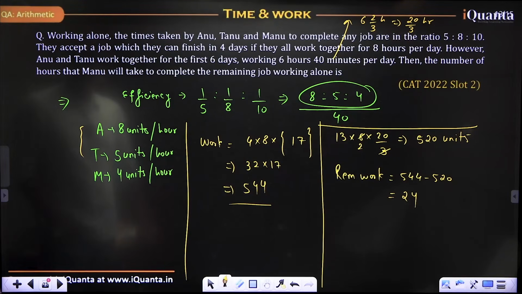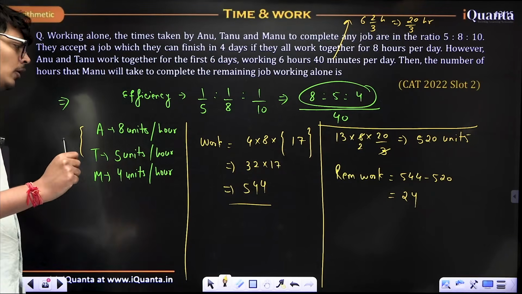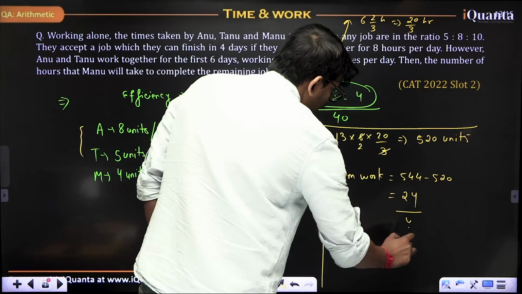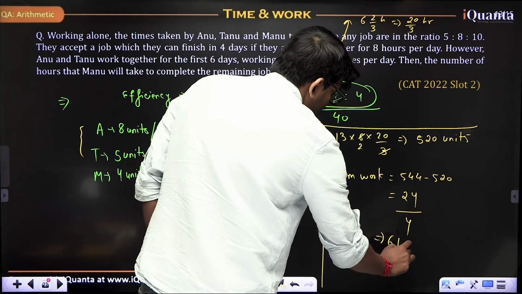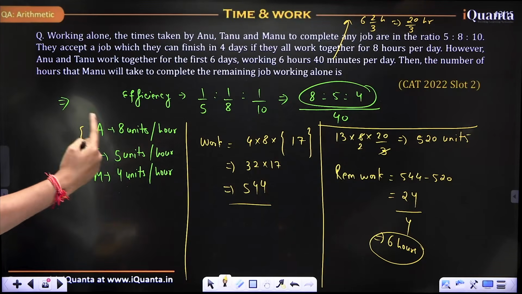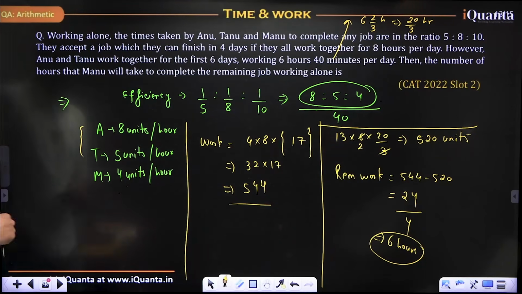Next, the number of hours that Manu will take to complete the remaining job working alone. So Manu, 24 by 4, 6 hours. Because this is the efficiency of Manu per hour, right? Remaining work is 24. So that is done by Manu in 6 hours.